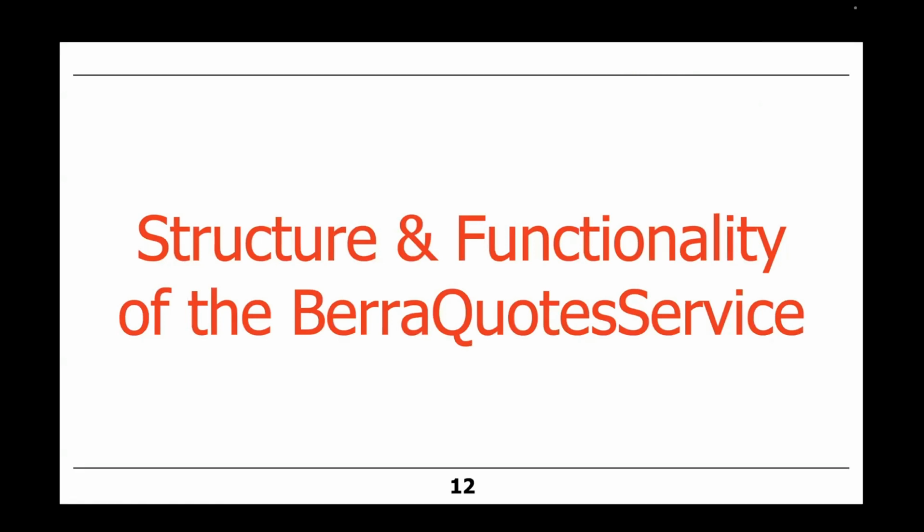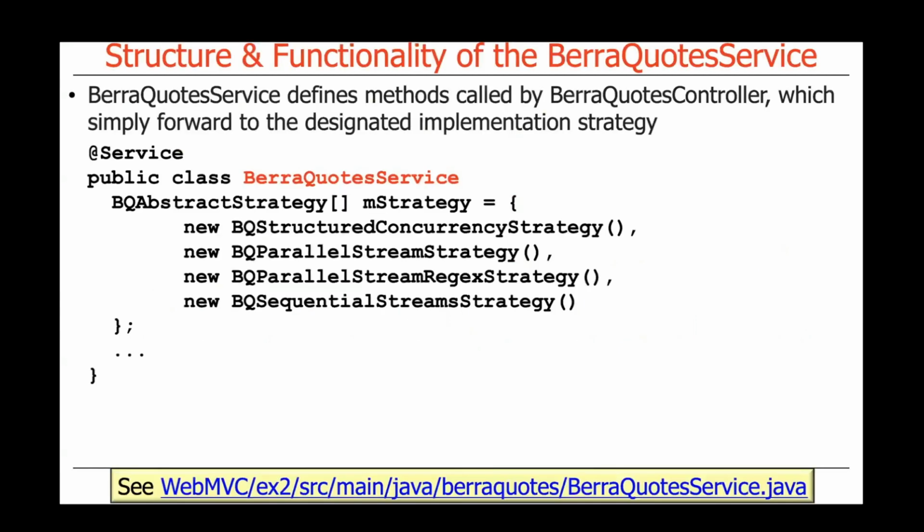So let's talk about the structure and functionality of the BerraQuotes service. So we talked about the controller, and now let's talk about the service. So the BerraQuotes service defines methods called by the controller. And the controller just forwards to the service methods, and then the service just forwards to the designated implementation strategy.